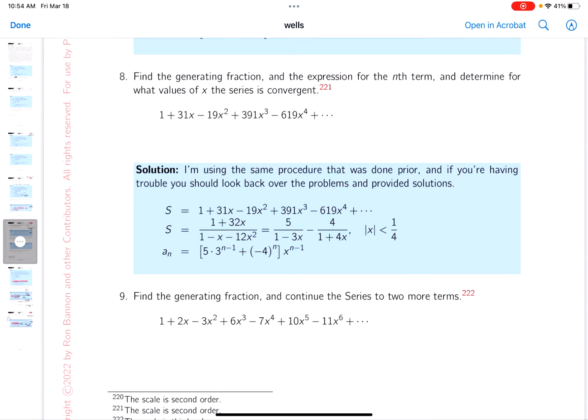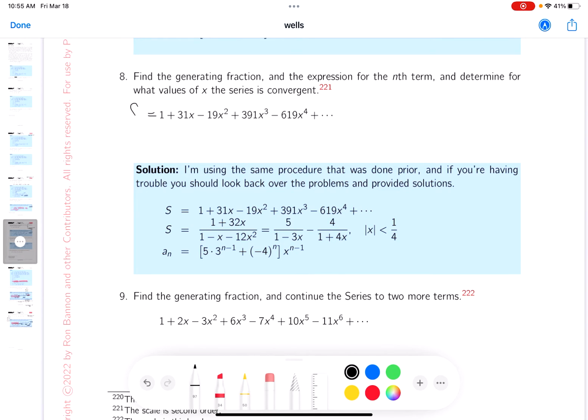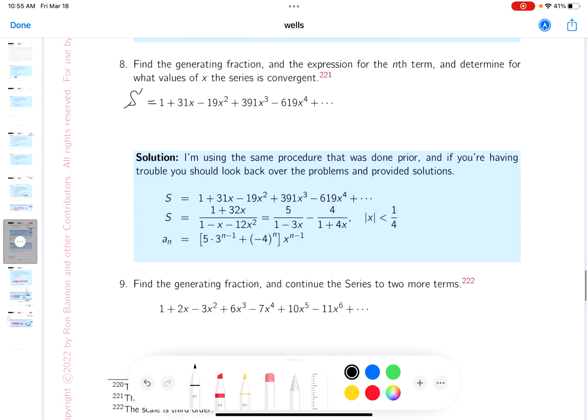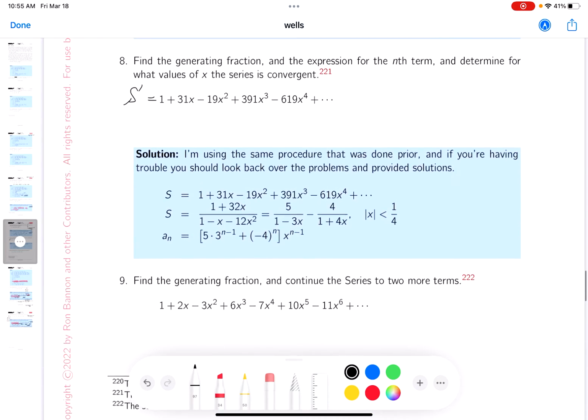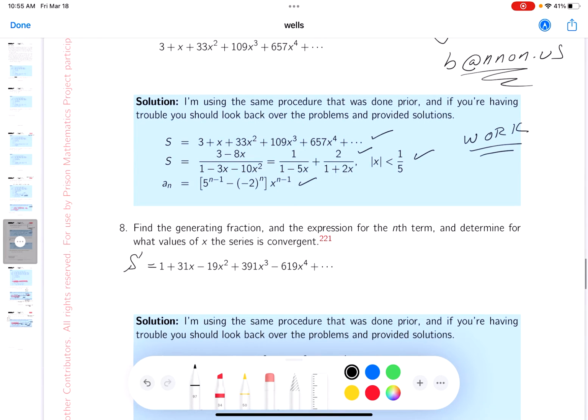Again, we've done a lot of these problems, and I'm not going to go through all the detail, but there are some milestones down for you. So this would be equal to S. The footnote says it's second order, so it makes it easier for me. So I write down AX S, and I write down BX squared S.